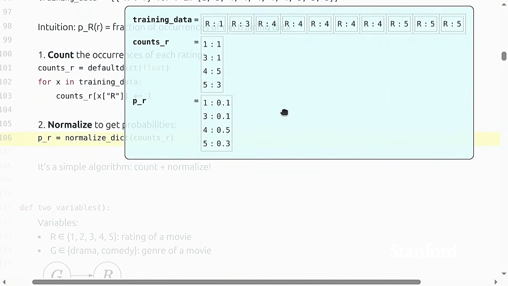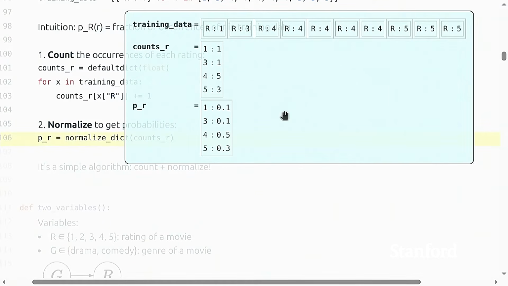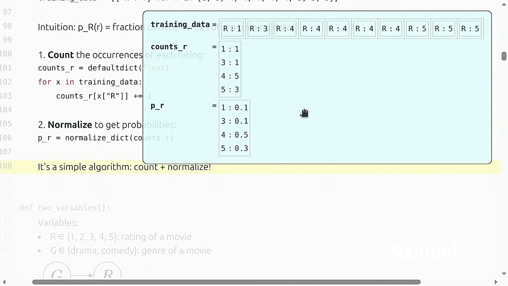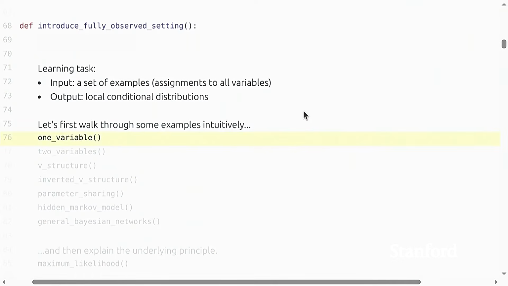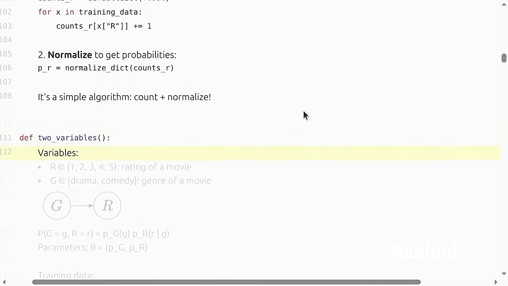And this is basically the primitive that we're going to see. This is the theme, and everything else we're just going to do variations on that theme. So this is very simple. It's just count and normalize. You probably didn't even need to come to lecture to have guessed how to do this. But now let's do something slightly more complicated. We have 2 variables. So let's say that you're modeling not just the rating of the movie, but also the genre of the movie.